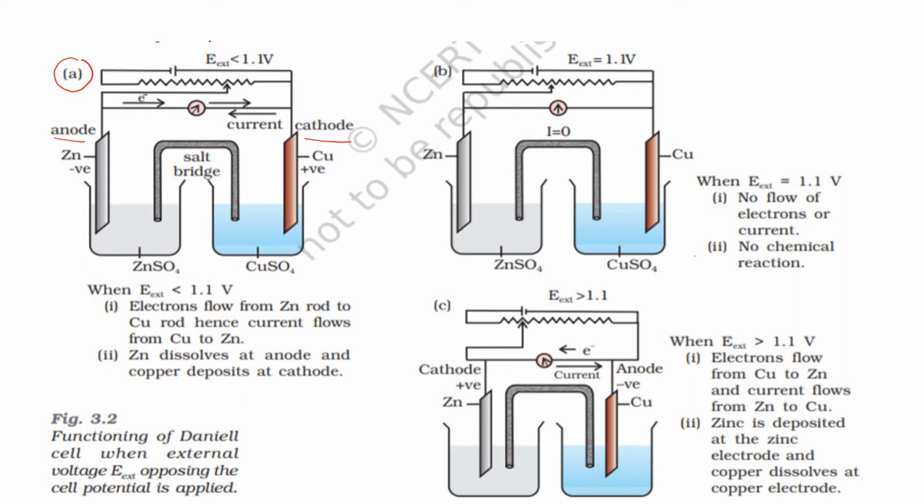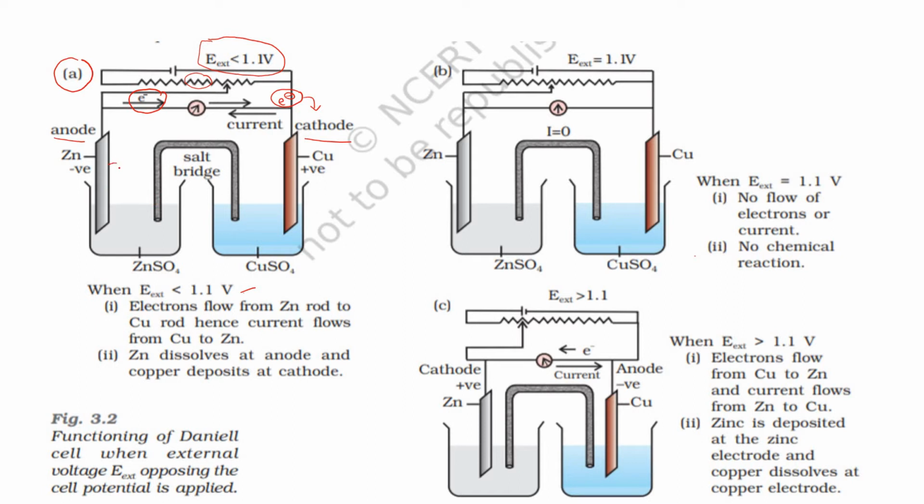Now when you apply an external voltage of 1.1 volts, what happens here? You apply the current, and the electrons, observe here, flow from anode to where? Electrons are flowing towards the cathode, right? And zinc dissolves at the anode like this.